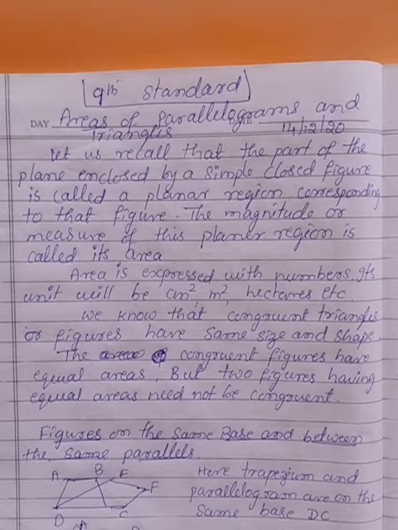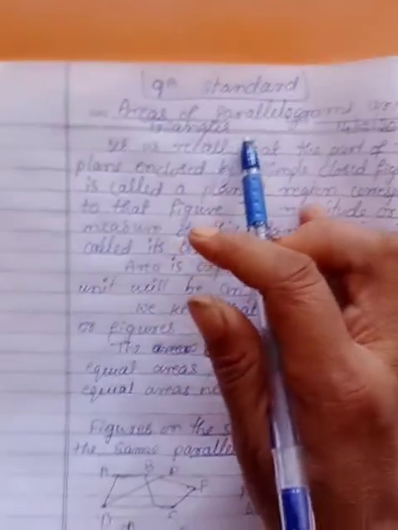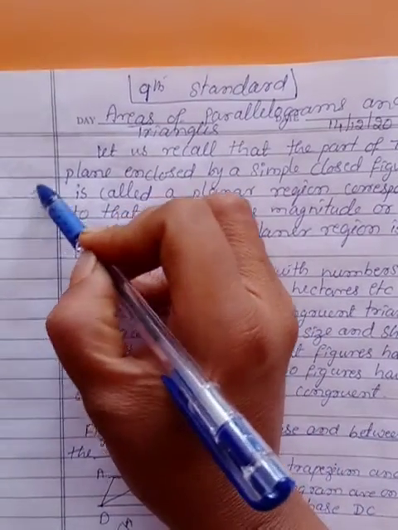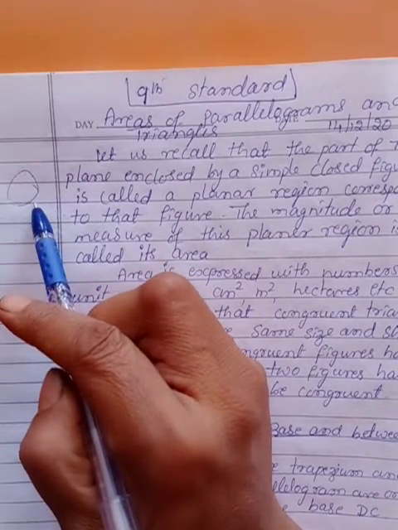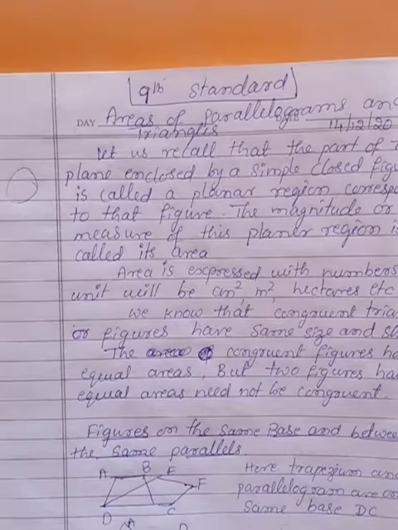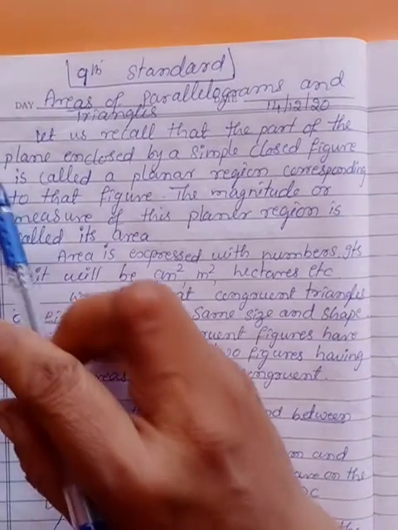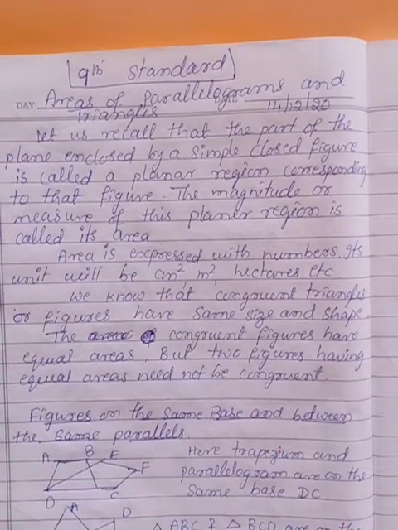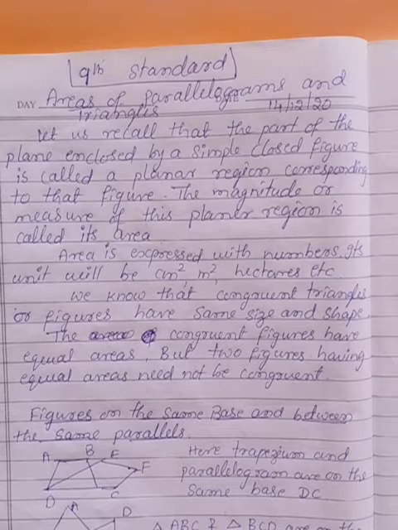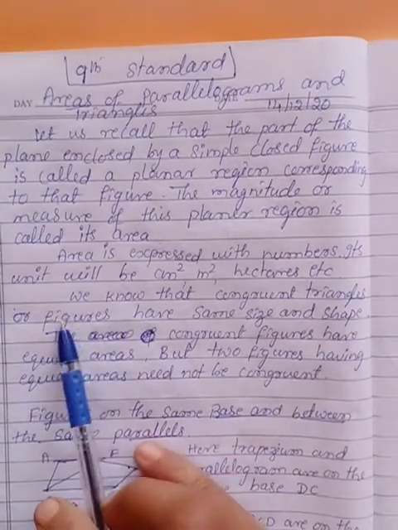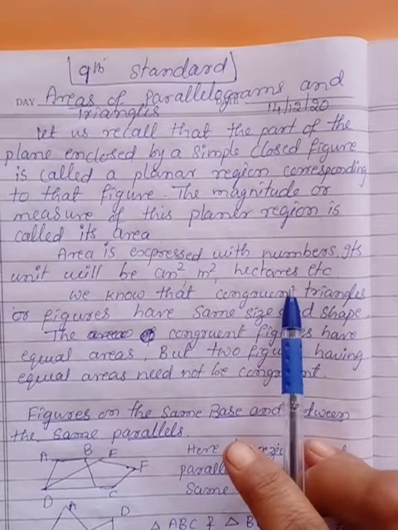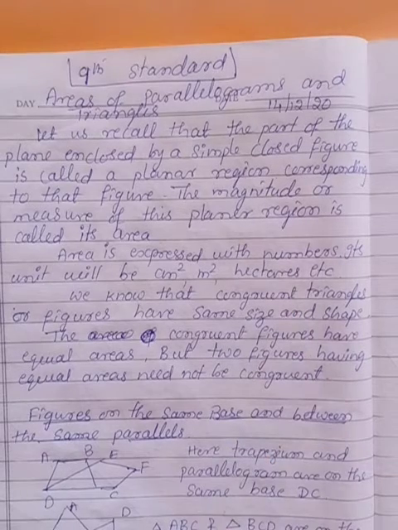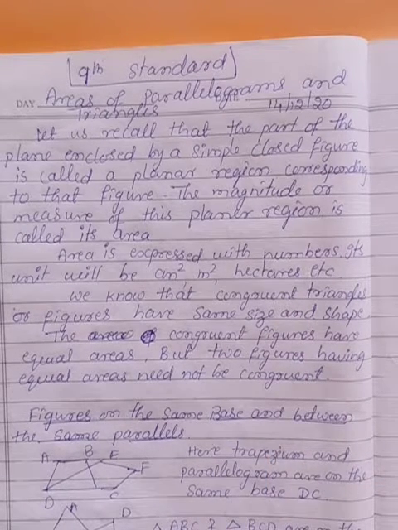First we should know what is the meaning of an area, isn't it? It is a plane figure. If I draw a structure here, the region inside is occupying a certain space. Measuring that, the magnitude of this is called the area. Area is expressed with numbers. Its units will be centimeter square or meter square, or it can be represented in hectares also. They are the units of area.